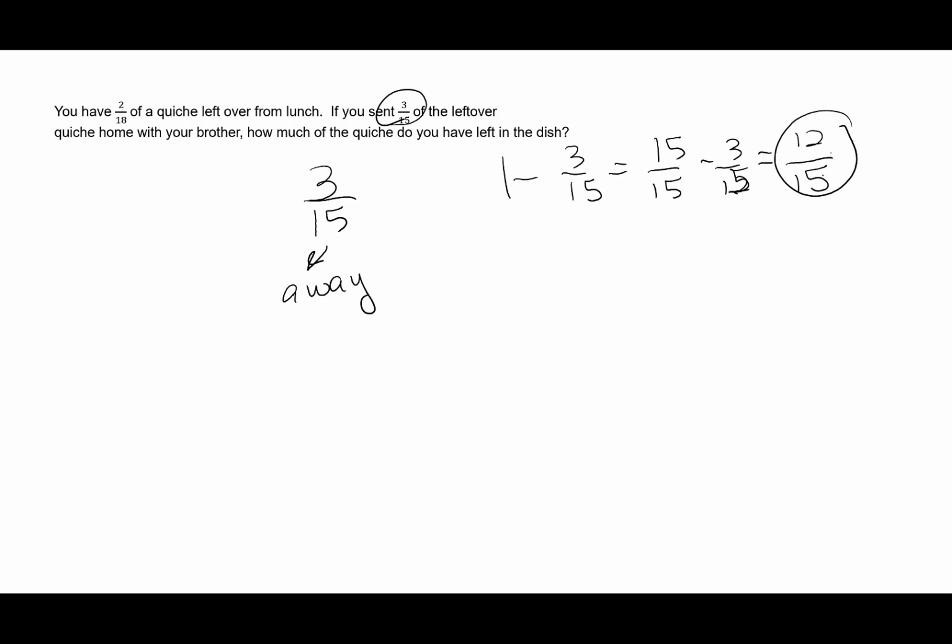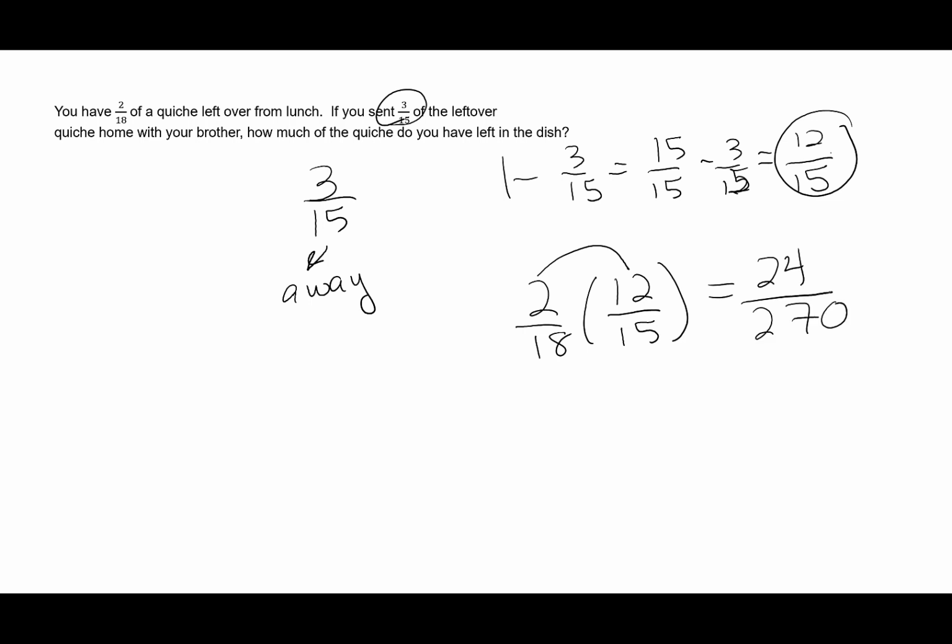This is how much you have left, but it's 12/15 of 2/18. So I have 2 over 18 times 12 over 15. 2 times 12 is 24. 18 times 15 is 270. So I'm going to try to reduce that. They're both even, so let's divide by 2. 2 goes into 24, I get 12. 2 goes into 270, and I get 135.